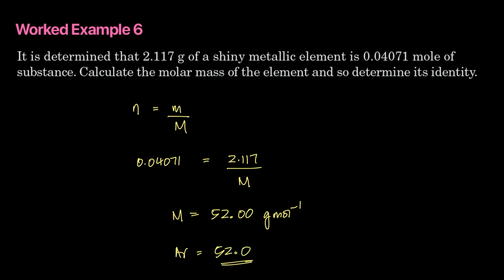So whichever metal is closest to that. And if you look at the periodic table, the metal that has this Ar is chromium. So here we could use the mass and the number of moles to find the identity of an element. That's one other use case for this.